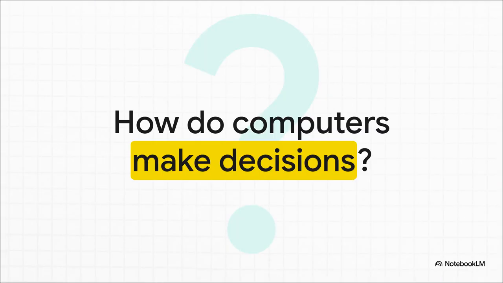So, have you ever really thought about it? How does a computer, or even just a simple spreadsheet, actually make a decision? It seems complicated, right? But the answer is actually super simple. It all boils down to this one powerful concept: conditional logic.